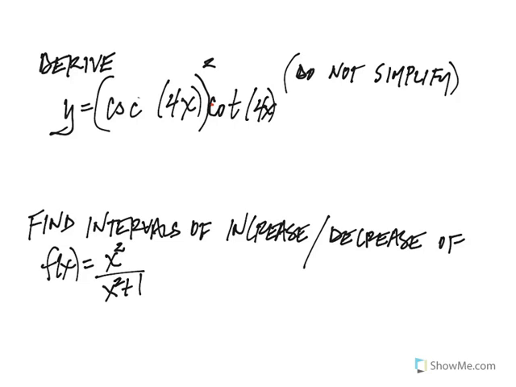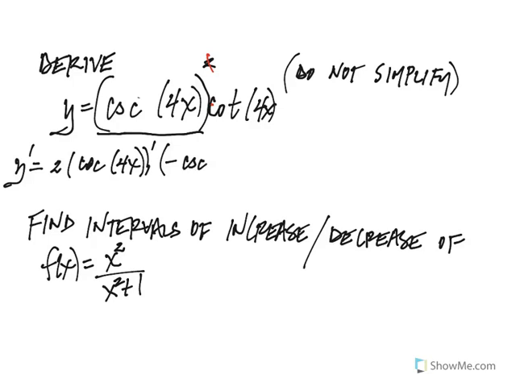So we'll start off with the left one first. My y prime. So if I derive this section here, it is something to the second power, so that 2 comes down to the front. The inside stays the same. All of that is to the first, so I'm done with that. And now I go inside and derive the cosecant. The derivative of the cosecant is the negative cosecant of 4x times the cotangent of 4x. Should be a 4 in there.